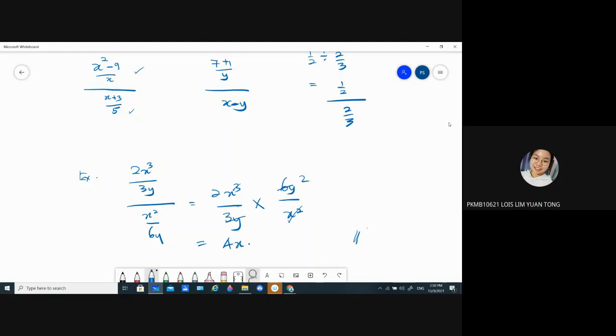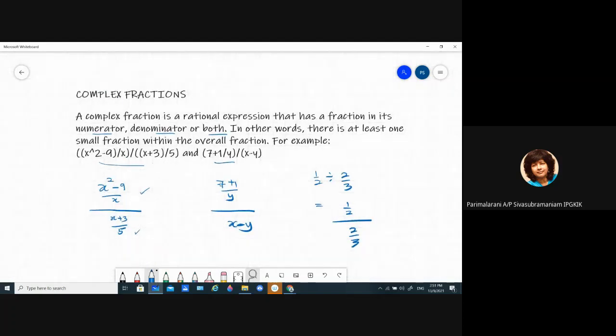So you need to know how to solve complex fractions. Okay, it can be in numbers or it can be in the form of algebra. So remember that a complex fraction is a fraction inside another fraction, either in both the numerator and the denominator, or in the numerator alone or in the denominator alone. Okay.